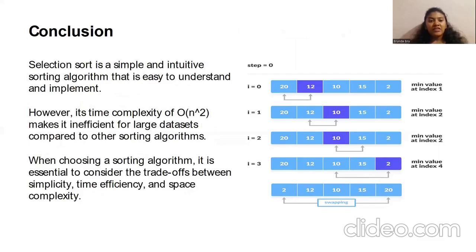Conclusion. Selection sort is a simple and intuitive sorting algorithm that is easy to understand and implement. However, its time complexity is theta n squared, making it inefficient for larger data sets compared to other sorting algorithms. When choosing a sorting algorithm, it is essential to consider the trade-offs between simplicity, time efficiency, and space complexity.